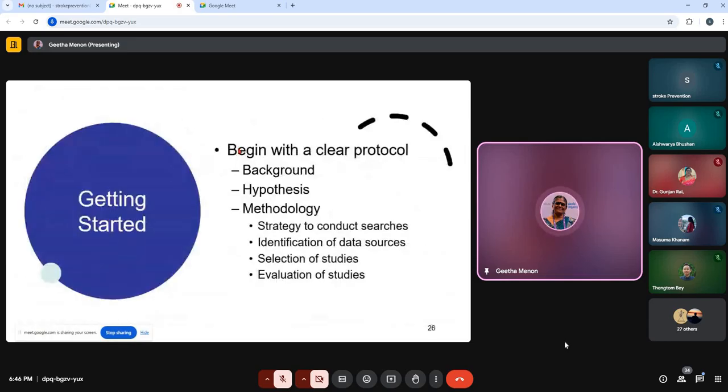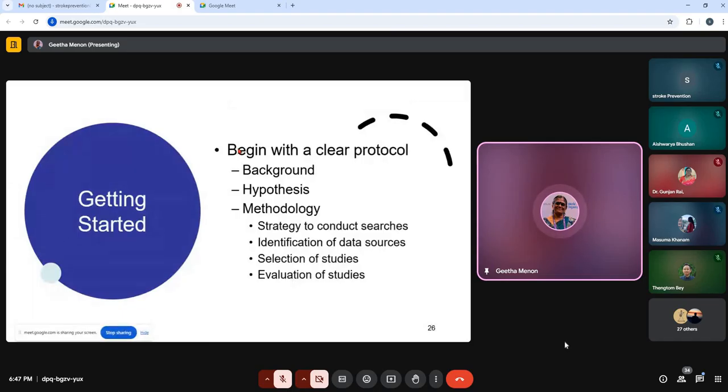So once you have created a search strategy, we have to begin writing up a clear-cut protocol. A protocol is a research protocol where you have the background, the objectives, the hypothesis, and all the methodology, which includes creating the search strategy, identifying the data sources, selection of the studies, evaluating and critically appraising the studies, then how the studies are included, the PRISMA, which we are going to talk about in my next slide, and then the entire methodology of collecting the information from the individual studies, and then the risk of bias that is to be included.